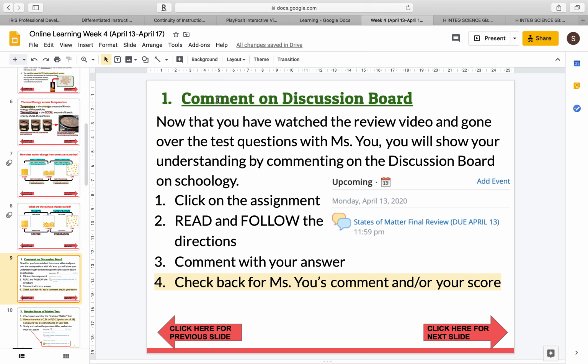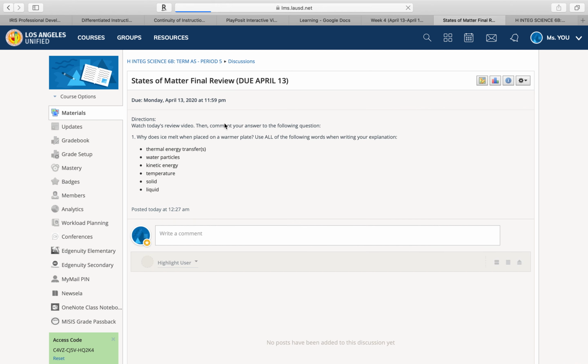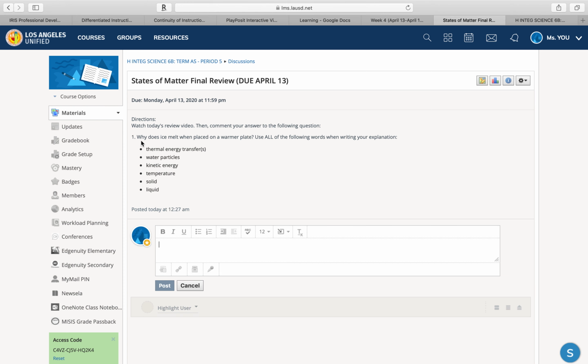Now your homework for today is to comment on our discussion board. So follow these directions. If you go to your materials page, you're going to see States of Matter Final Review, the discussion chat bubble. So you're going to press that. And then you're going to read the directions and comment with your answer. So the question is, why does ice melt when placed on a warmer plate? It's very similar to the question that you saw in your test. You have to use all of the following words when writing your explanation.